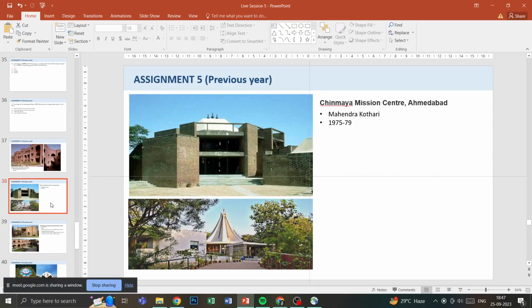Next is Chinmaya Mission Center. It's an NGO and they have centers in a lot of places. This was designed by Mahendra Kothari in 1975 to 79. You can see that it also has exposed brickwork, the use of geometrical forms and planar facades, and lack of ornamentation. So this is also inspired by Louis I. Kahn's work, especially at IIMA.